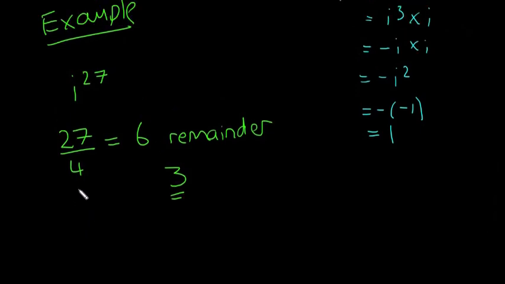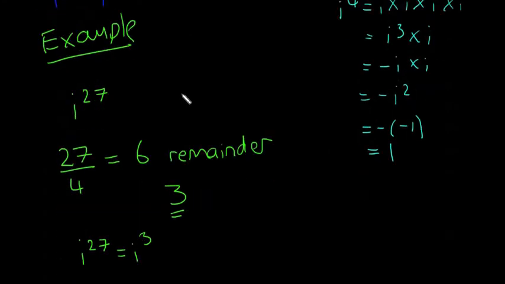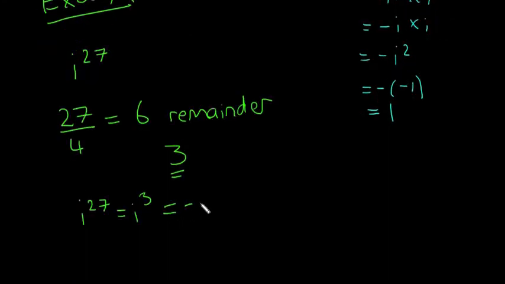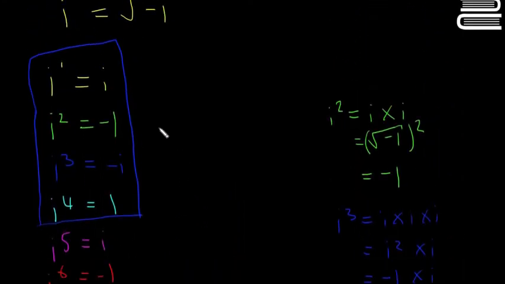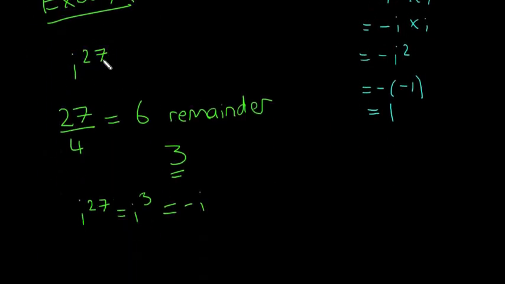That means that I to the power of 27 is the same thing as I to the power of 3. If we go back up to our table, I to the power of 3 is -I, so I to the power of 27 is equal to -I. It doesn't get any bigger or smaller. No matter how high the power is, it's still going to be one of these 4: I, -1, -I, or 1. That's a quick trick if they ask you to calculate something really, really high.